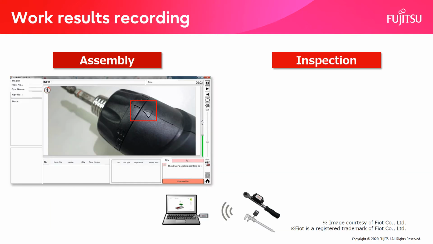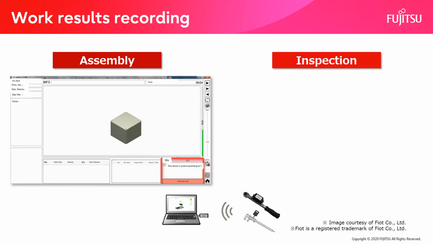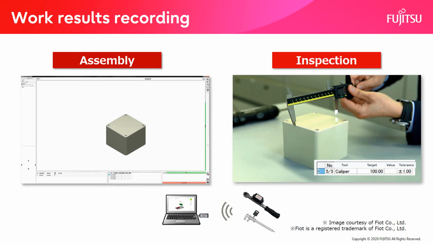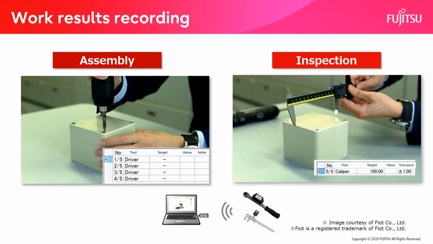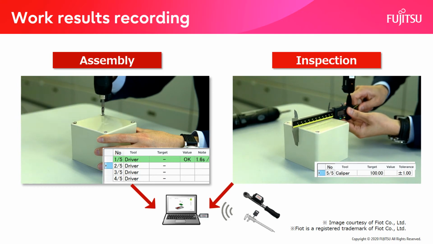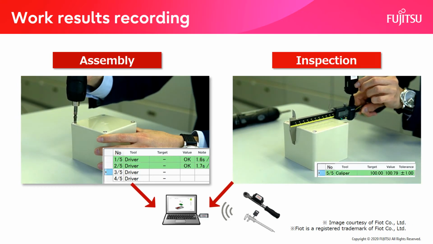In addition to recording work time, it is possible to confirm the completion of work and automatically acquire the values measured for inspection by linking with tools. It is also possible to use the check sheet function in the inspection process to record inspections and to confirm operation.